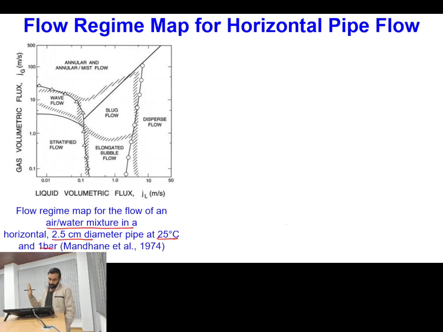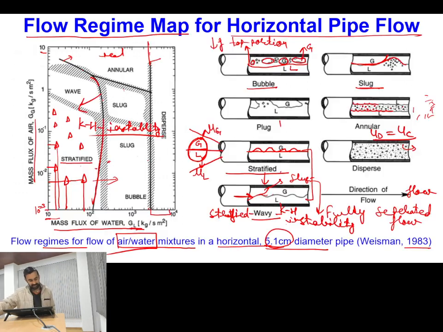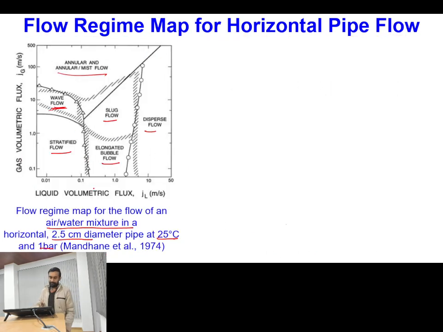So majorly, if you see, they have given the same names: stratified flow, elongated bubbly flow, slug flow, dispersed flow, annular flow and wavy flow. So majorly the names are the same, and these are the theoretical boundaries and these are the hatched portions from experimental observations. Okay, so here also you can see that theoretical boundaries are almost matching the experimental measurement, and the same was the observation in the previous case as well. So it means that this design map and this design map almost give the same set of flow transition boundaries.